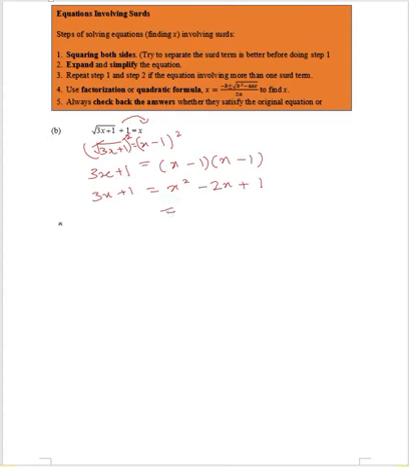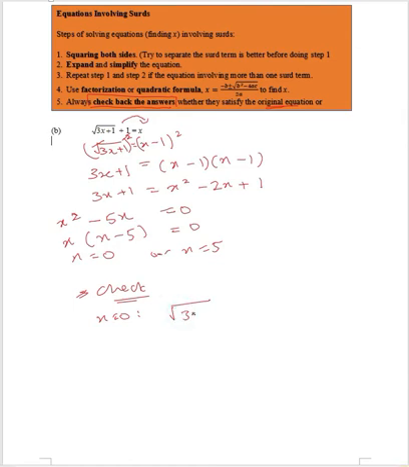Bring everything to the left side and then equate it to 0, and then you factorize it, so the answer is x equal to 0 or x equal to 5. But remember, the final step is to always check back the answers, whether they satisfy the original equation or not. To check this back, you have to substitute 0 into the original question. So this is how you check. Substitute this number into the original question. Make sure the left hand side is equal to the right hand side.